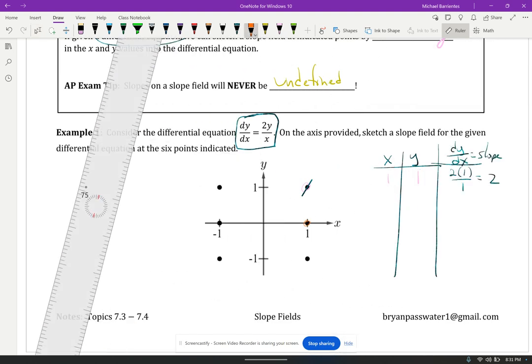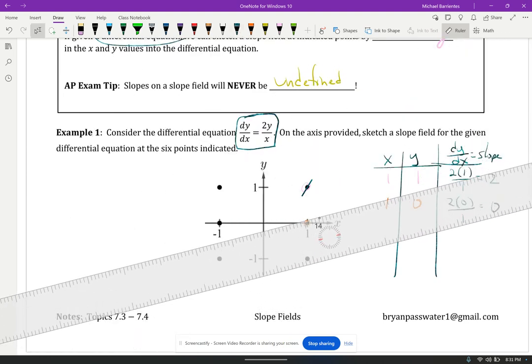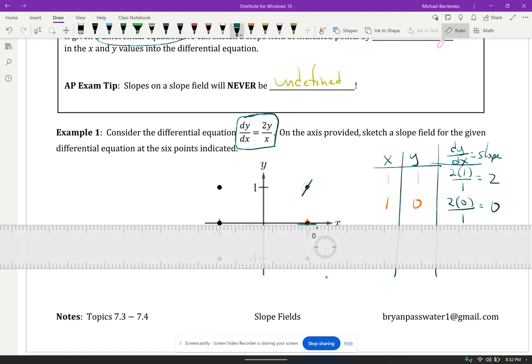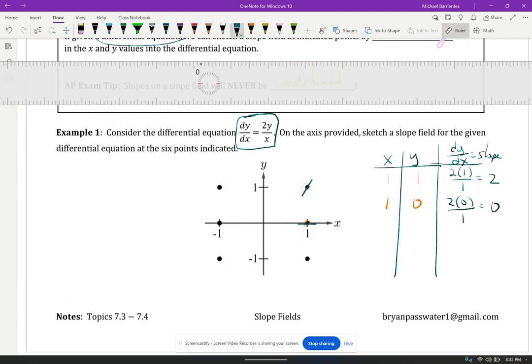This point, I'm going to do an orange here. This point is 1, 0. So that means my dy dx, my slope, is 2 times my y value divided by my x value. Well, that's just 0. So I'm going to draw a line segment that has a slope of 0. And that's going to look like that. And I have my second point. And you keep doing that, right? The formula is going to tell you what the slope is, but you have to input the x and the y value.